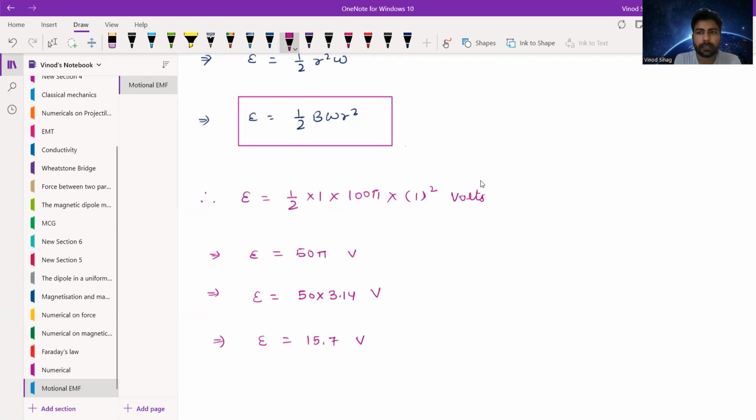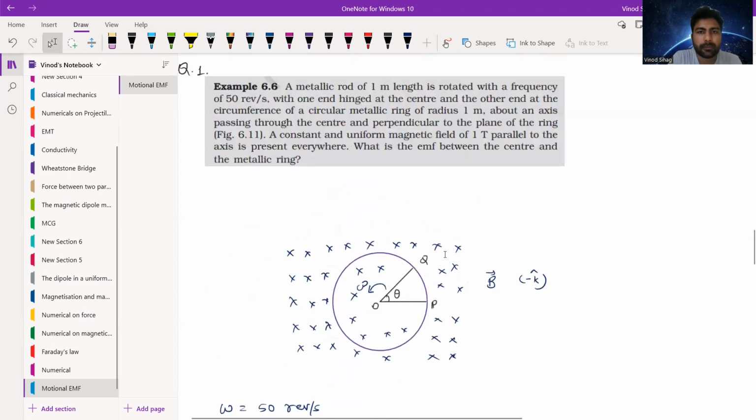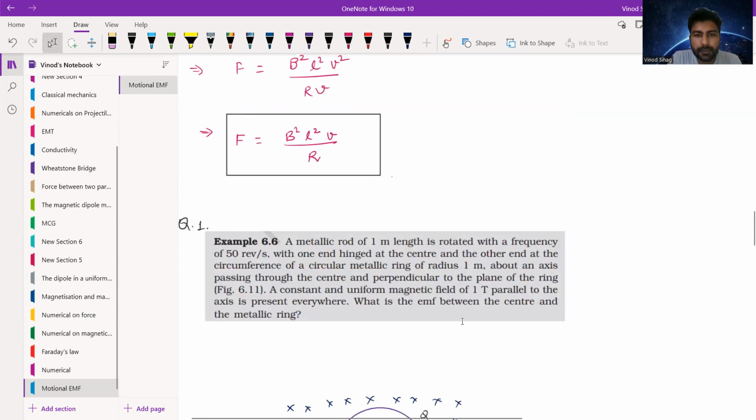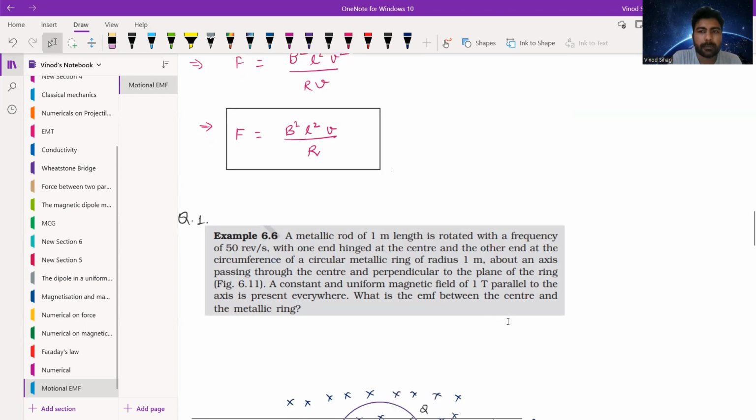If I'm not wrong, it will be 314. Sorry, it is 157. So 314 divided by 2, the equation becomes E equals to 157 volts. So 157 volts is the answer. That will be the induced EMF between the center and the metallic ring.